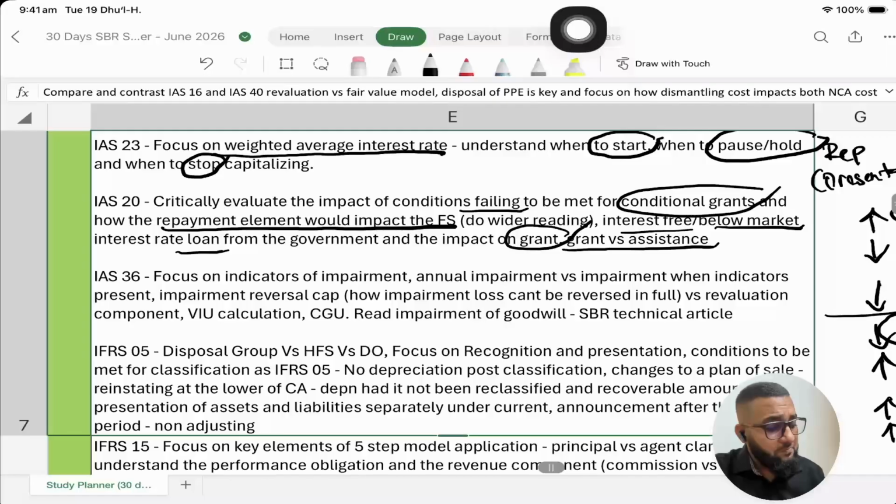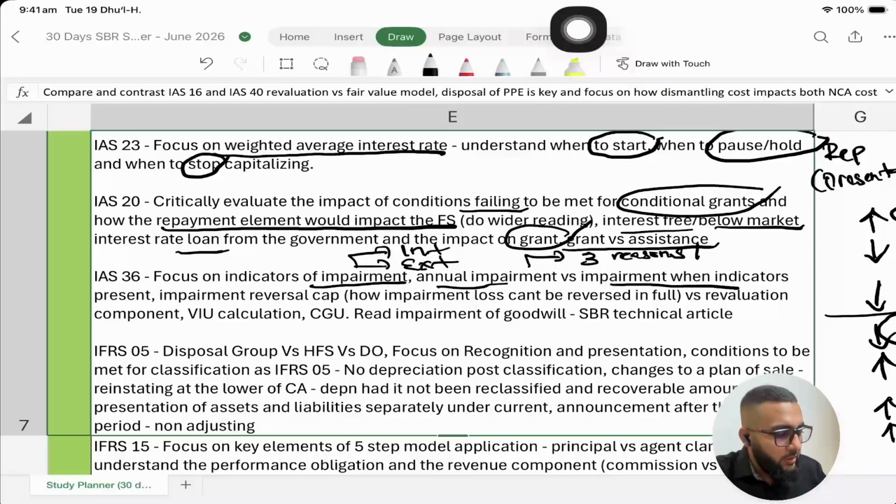Then IAS 36, you have to focus on indicators of impairment. There are two types of indicators. There are internal indicators, there are external indicators. What are they? You need to focus on that. Then annual impairment versus impairment when indicators are present. What are the three reasons or three instances in which the impairment will have to be done annually? And then when the impairment will have to be tested when the indicators are present, either internal or external.